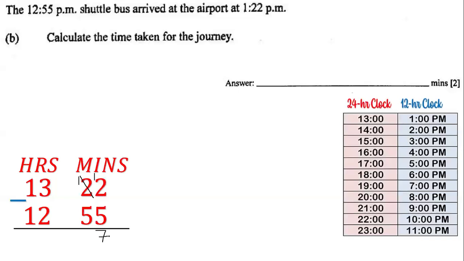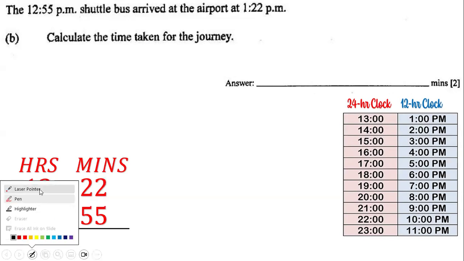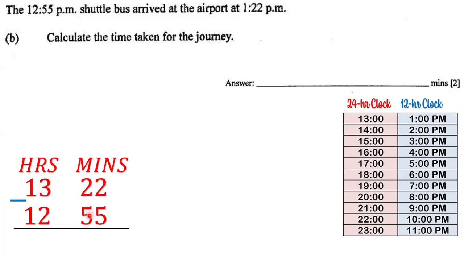Now, when we go over here, this is going to be 1 minus 5. But the problem is we have 1 minus 5, which means that we can't do it. So what we have to do is borrow. So that's the problem that we're having. The real problem that we have is that 22 is less than 55. So since 22 is less than 55, we have to borrow over the hour side, right? So that's what we're going to do.